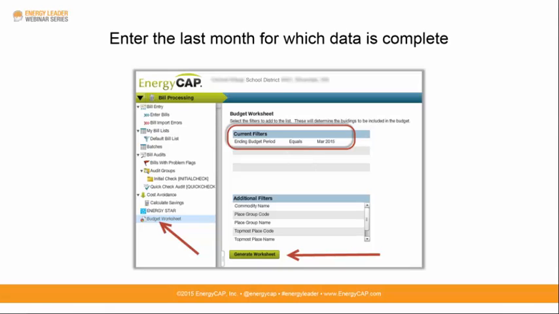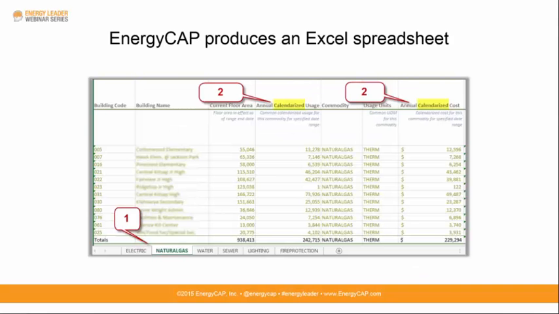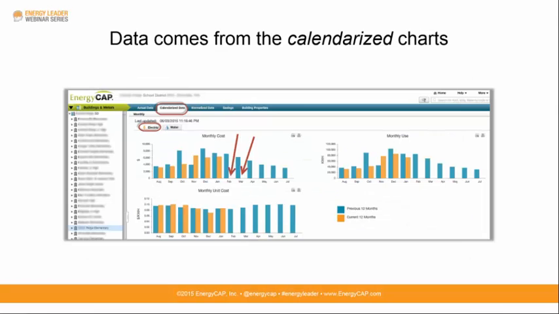So we select that, we can set some other filters, we generate the worksheet. EnergyCAP produces an Excel worksheet. Some things that I'll point out to you, first of all, there are tabs along the bottom, one tab per commodity. So we create a separate worksheet for each individual commodity. That way you have better visibility into each of your individual commodities. Number two is the fact that we use calendarized usage and cost. Now, what's calendarized usage?